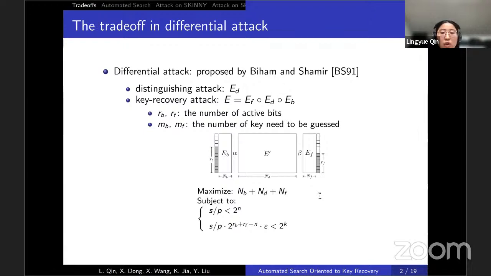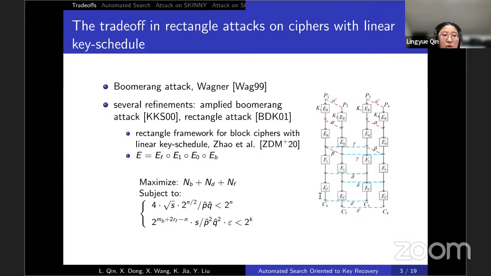In this talk, we try to maximize the number of attacked rounds with data and time complexity lower than that of the exhaustive search. The constraints include the probability of the distinguisher, the active bits of the input, output, and the key bits that need to be guessed in the extended rounds. Boomerang attack was proposed by Wagner. Two short differentials are combined into a longer boomerang. The boomerang attack can be converted into a chosen plaintext attack, known as the amplified boomerang attack or rectangle attack.